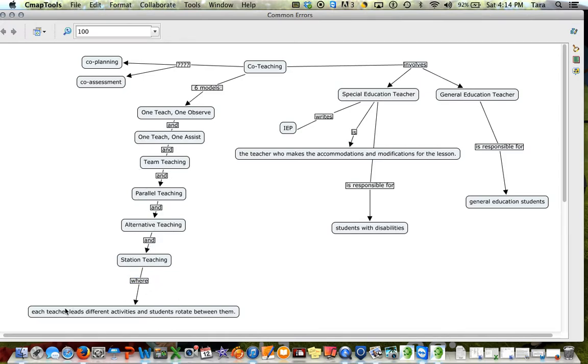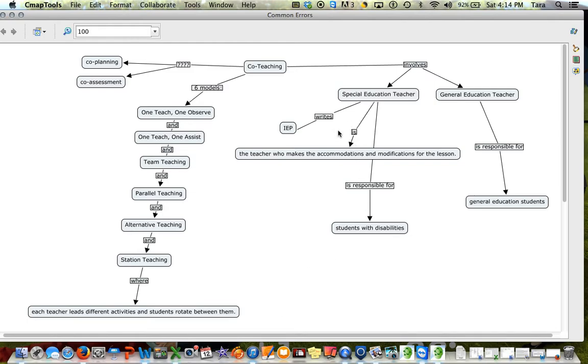Something else to consider is that your concepts themselves should mostly be nouns. They might have an adjective or two before them, but they shouldn't be long like a sentence. So here's an example of station teaching, where each teacher leads different activities and students rotate between them. This concept has way too much information in there. There should be multiple branches coming off of station teaching to stay true to a concept map style.